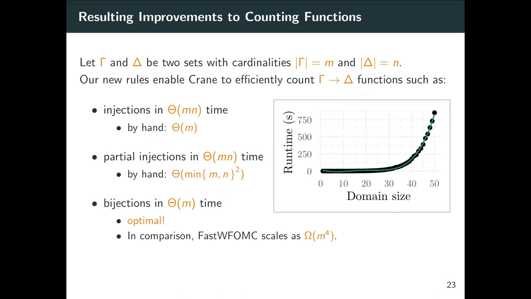And this is in contrast to fast WFOMC, which is the only other algorithm that can solve counting problems when they are encoded using counting quantifiers. We ran some experiments with the privately available version of fast WFOMC, and we present a statistical argument that its growth seems to be at least n to the fourth. This is the actual running time data as black spots, with the quartic model fitted as a green line.